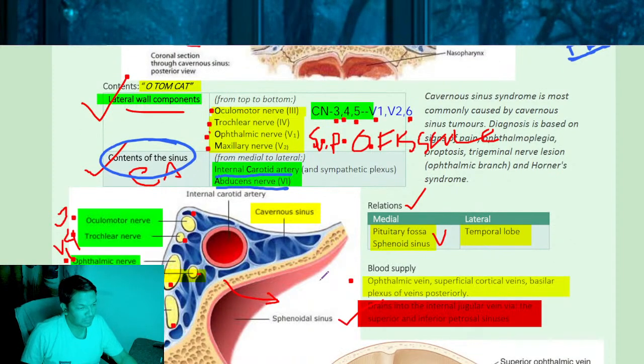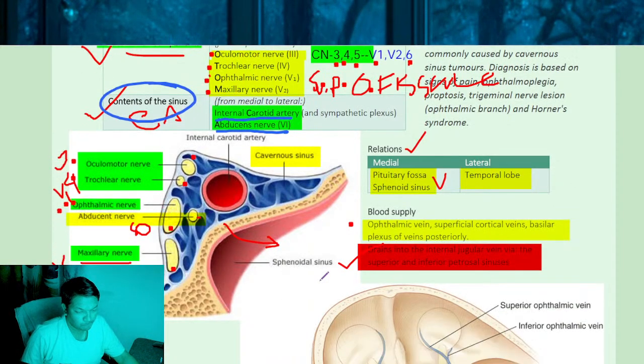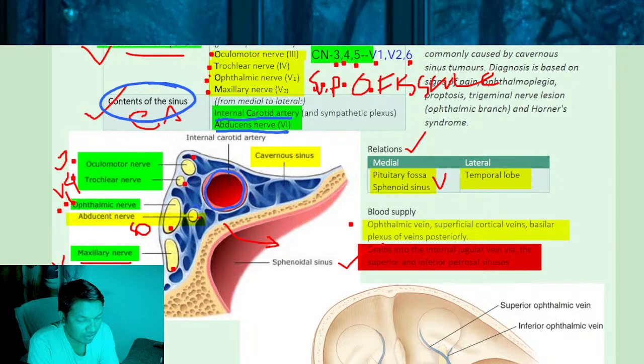Okay. So this is again the internal carotid artery and cavernous sinus. With the internal carotid artery we have the senior nerve, which is the abducens, 6, and the remaining junior nerves, 3, 4, 5-1, 5-2, remain in the lateral wall.